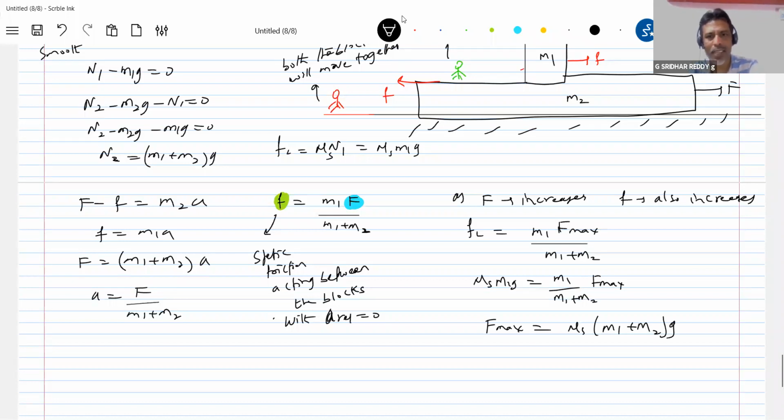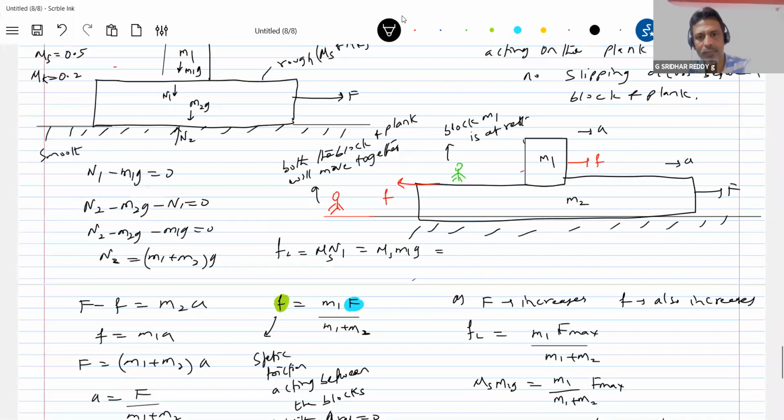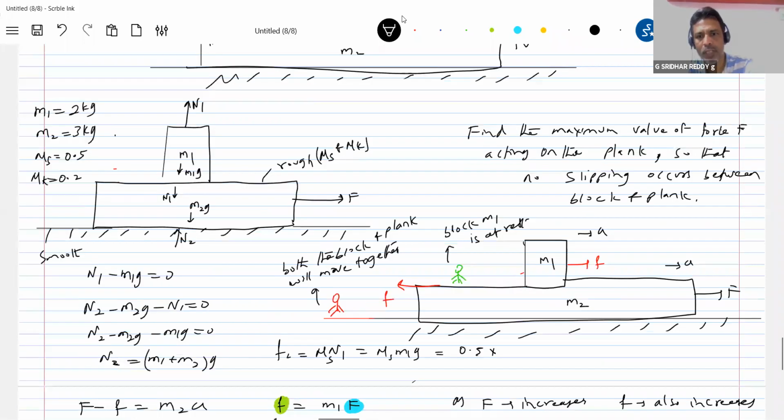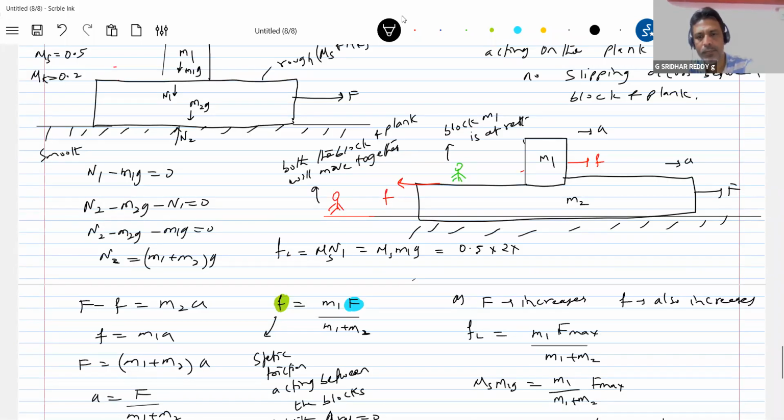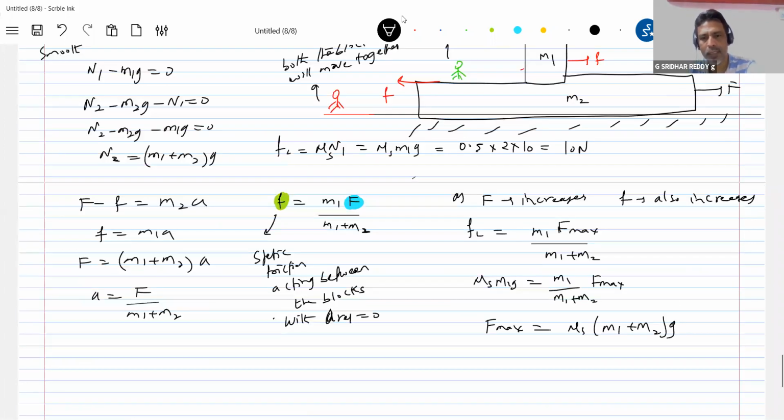Let's do one thing, calculate all the values here. So what is the value of mu S? 0.5. M1 is 2 kg, into 10. So 10 Newton. I agree with this. Let's calculate the F max value.